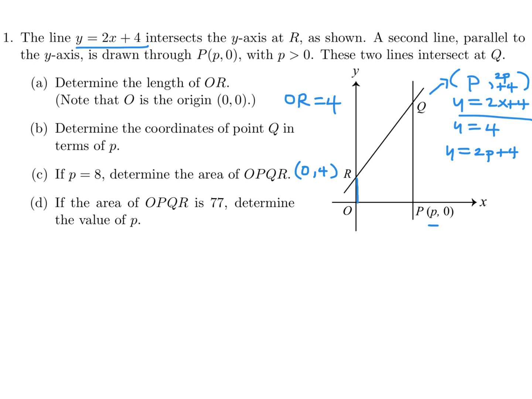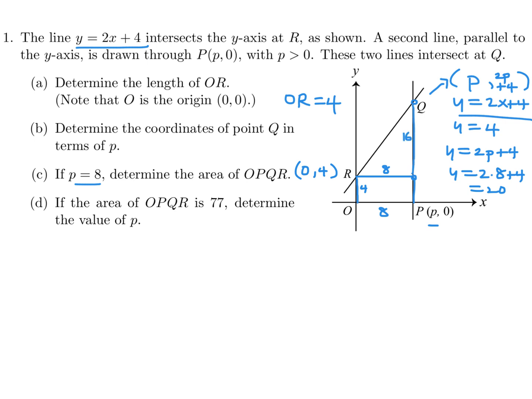Part C. If p is 8, determine the area of OPQR. Let me just draw a parallel line there. From here to here is 4. From here to here is p, but they're telling me that p is 8, so that's 8. And from here to here is 8. Then from this point to Q, the y-coordinate is 2p plus 4, and p is 8, so y would be 2 times 8 plus 4, which is 20. But we have to subtract that part to just get this part, so that's 16.